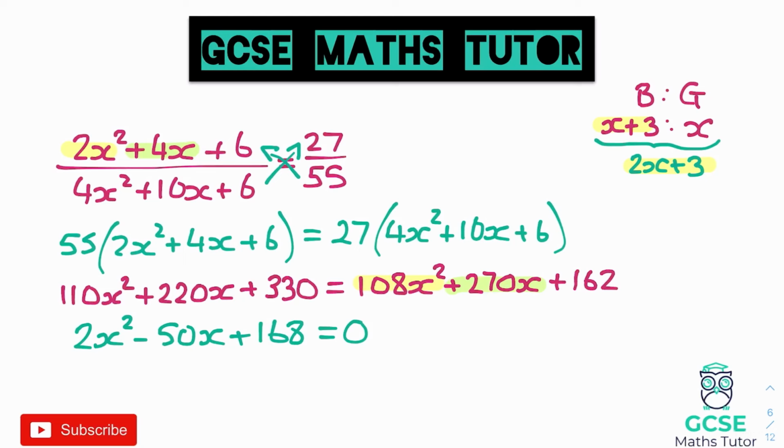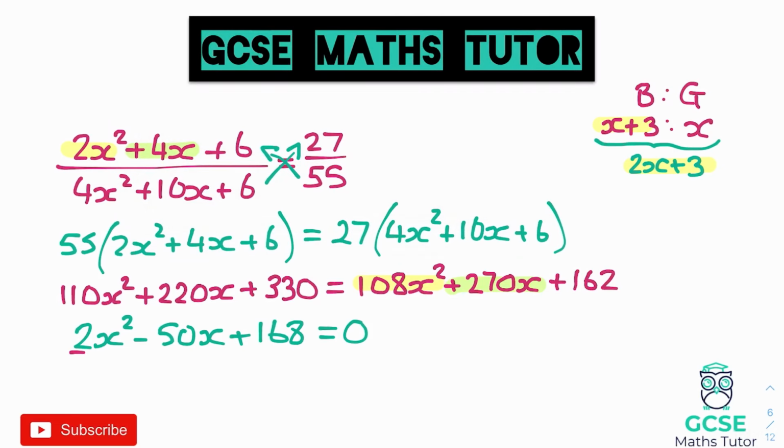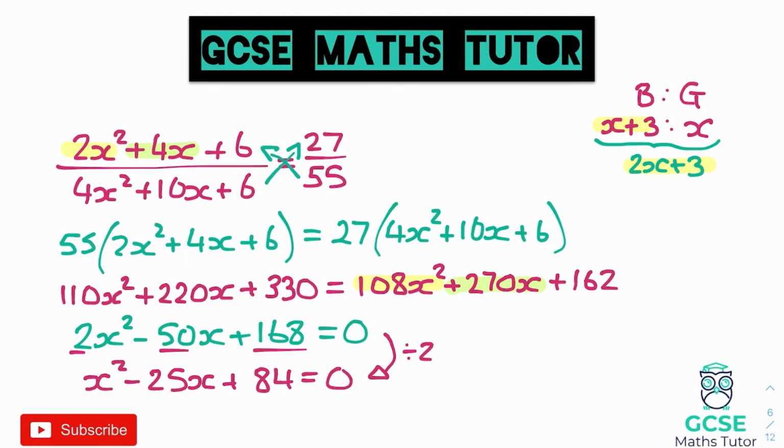Right, so next thing, let's have a look. We want to factorise this, so let's see if we can make it a little bit simpler, which we can, because all of our numbers here are even, so we can definitely divide them all by 2. And as it's 0 on the right there, you're allowed to do that because 0 divided by 2 on the right is still 0. So that now leaves us with x squared minus 25x plus half of 168, which is 84. And that now equals 0.